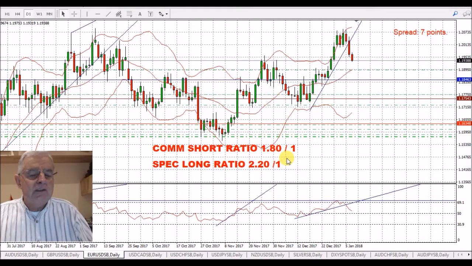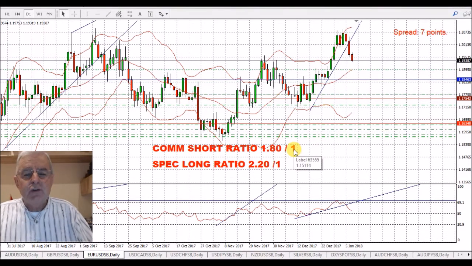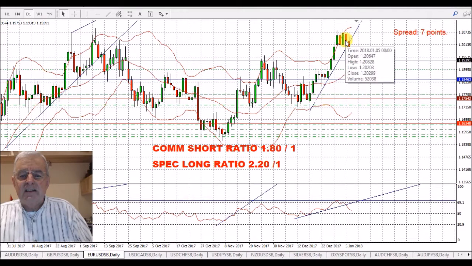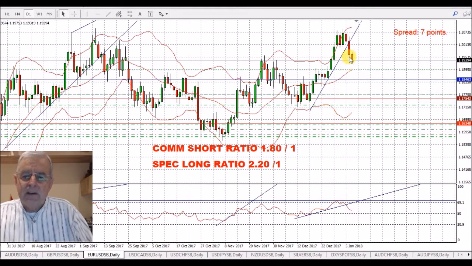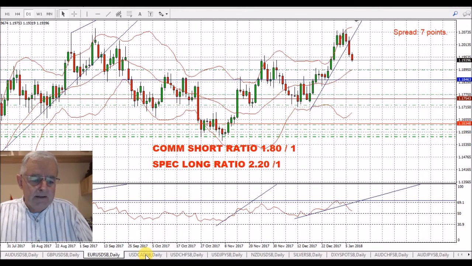Here we've got the euro dollar. We have got an all-time short position by the commercials on the euro. So this has broken down for the third day. We've got a nice angle on here. It cut through the trend line this day, so I would have called it there. So that's your sell signal. It's coming down nicely, and we'll see where that goes.